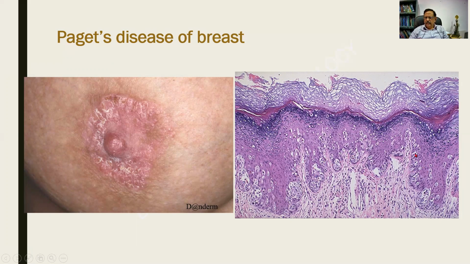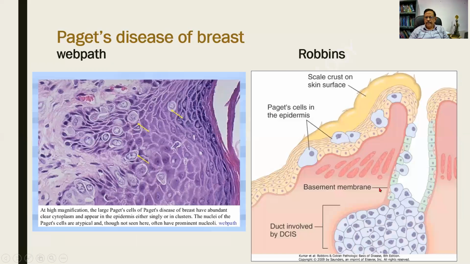So these are there. I know it is not very clear, but I can find some clear cells in this. For those who cannot understand, look at this one, a higher magnification. So these are large cells and they have got a clear cytoplasm, large nucleus. These are called the Paget cells. This is from WebPath. And Robbins also gives a beautiful diagrammatic one. I feel that you can draw this picture. So these are Paget cells which are seen in the epidermis of the breast.